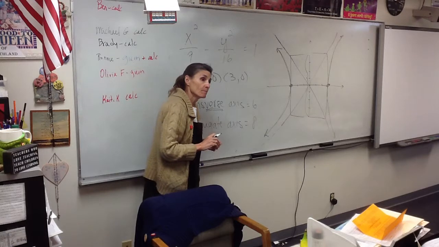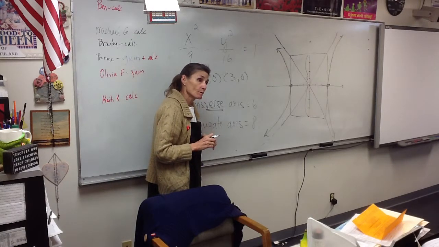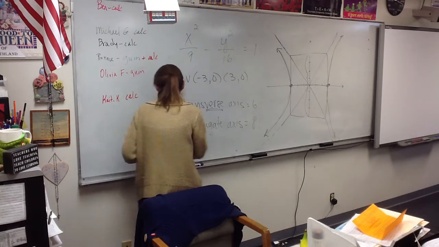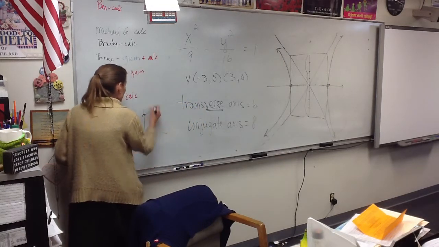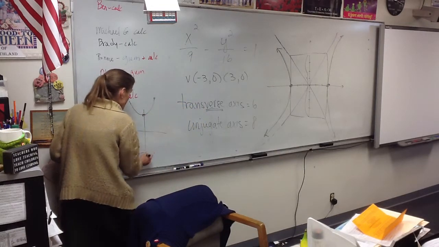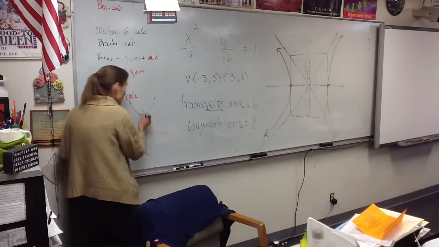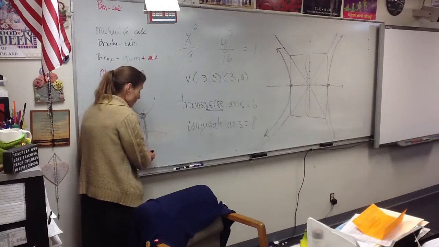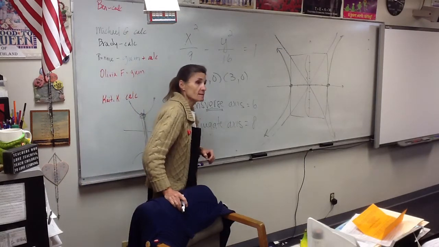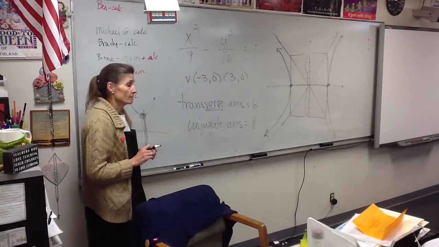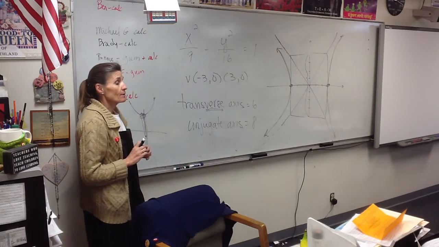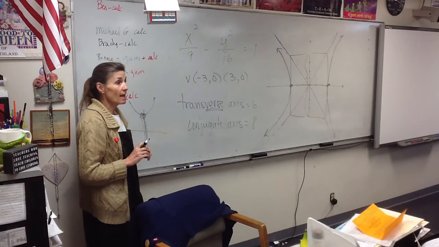Is the transverse always x? No, the transverse is wherever the vertices are. So if we had a hyperbola that opened like this, which is possible, this would be the transverse axis. And the conjugate's always the opposite.